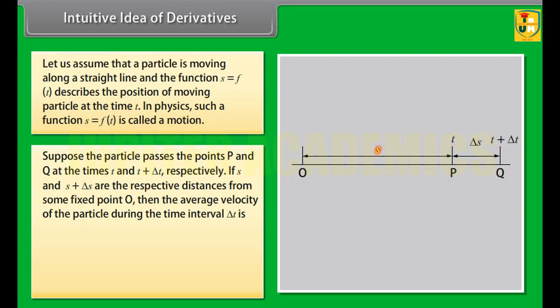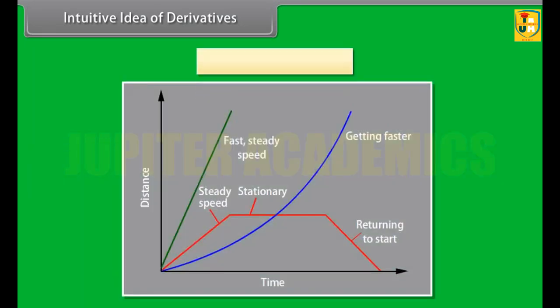If s and s plus delta s are the respective distances from some fixed point O, then the average velocity of the particle during the time interval delta t is delta s by delta t is equal to f of t plus delta t minus f of t whole upon delta t is equal to distance travelled upon time elapsed. Below is the graph of distance versus time.